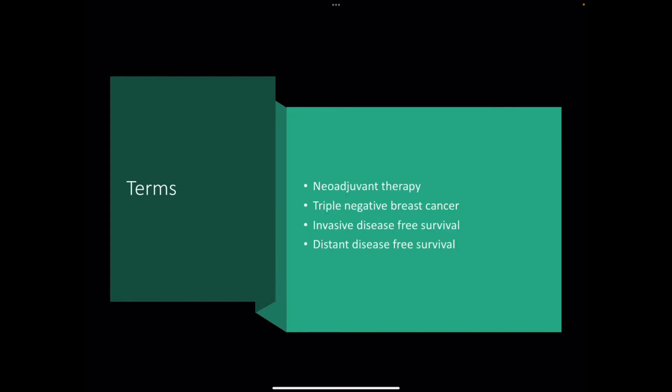And neoadjuvant therapy, it's the opposite of adjuvant therapy. This is medication, chemotherapy, or radiation given before the main course of treatment in order to shrink a tumor.